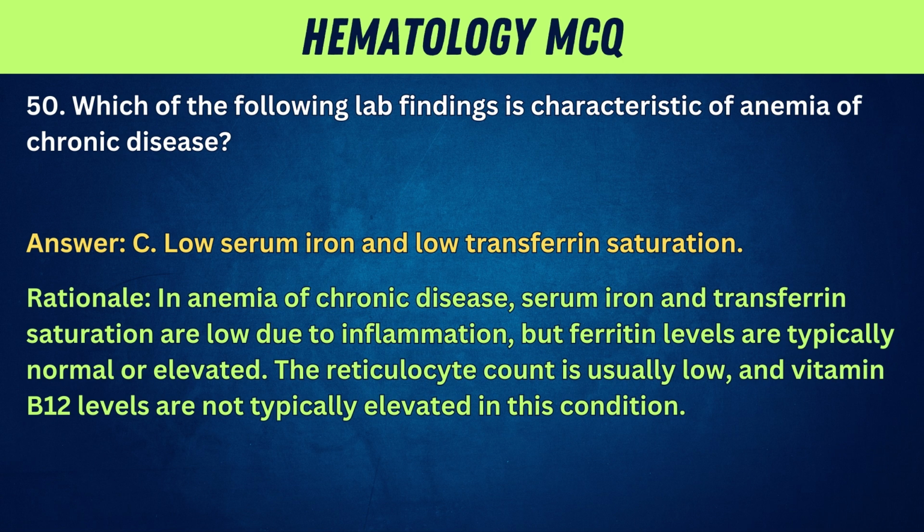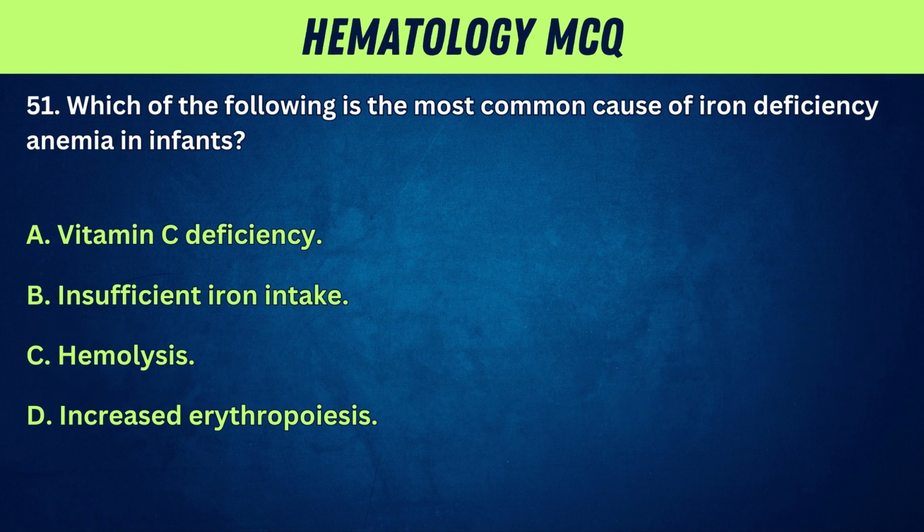Rationale: in anemia of chronic disease, serum iron and transferrin saturation are low due to inflammation, but ferritin levels are typically normal or elevated. The reticulocyte count is usually low, and vitamin B12 levels are not typically elevated in this condition.